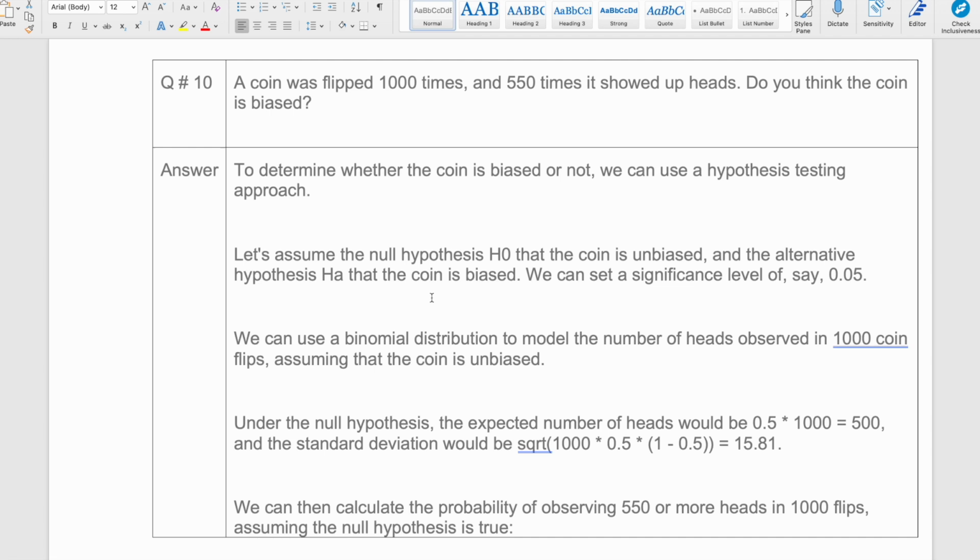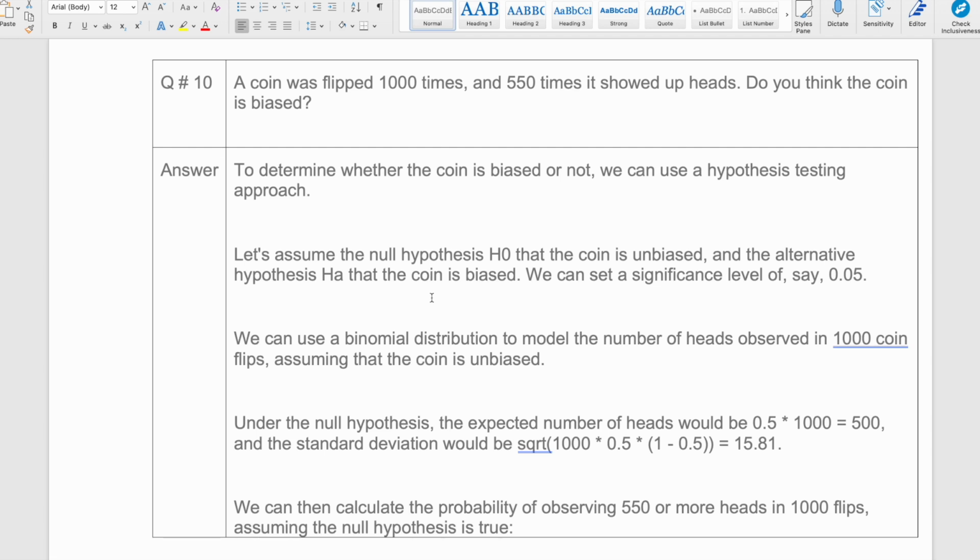So I tossed a coin 1,000 times. 550 times it landed on head. Do you think the coin is biased towards head or not, is the question. How can you solve this type of problems? Now friends, one thing to know is that whenever such a question comes, whether you think this is biased or not, you can always solve that with hypothesis testing.